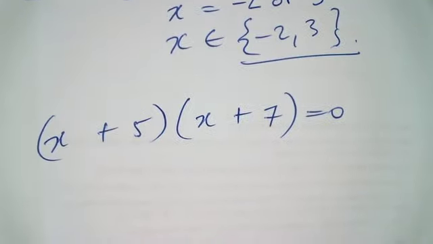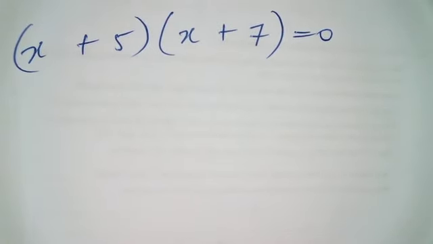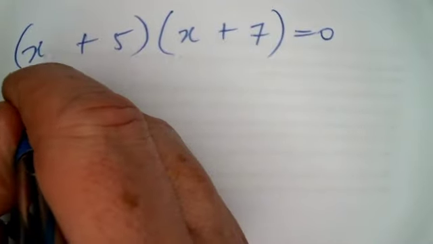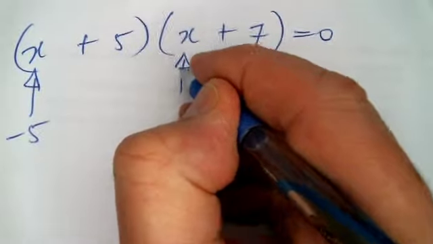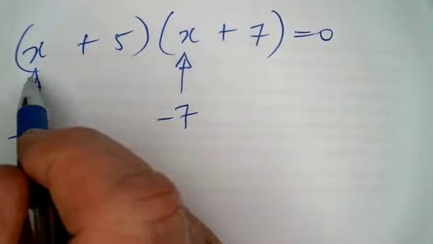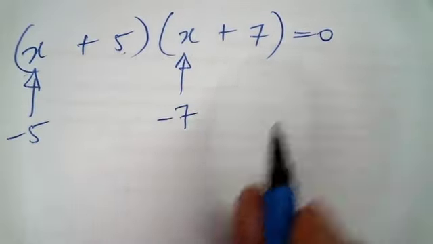Here's a slightly different one. x plus 5, x plus 7. So again, what would x have to be? Well, if x was negative 5, and here if x was negative 7, then this would be 0, or in this case, this one would be 0.